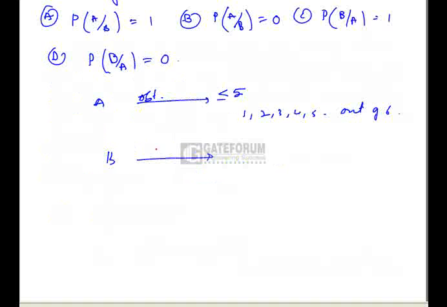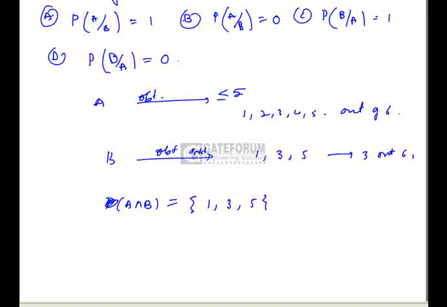And B is the event of obtaining an odd number. An odd number can be 1, 3, 5. So there are 3 chances out of 6 chances. Next, let us see what will be the intersection part, that is A intersection B. A intersection B will be again 1, 3 and 5. Now what will be the probability of intersection of A and B? We have 3 chances out of 6 chances, which will be 1 by 2.